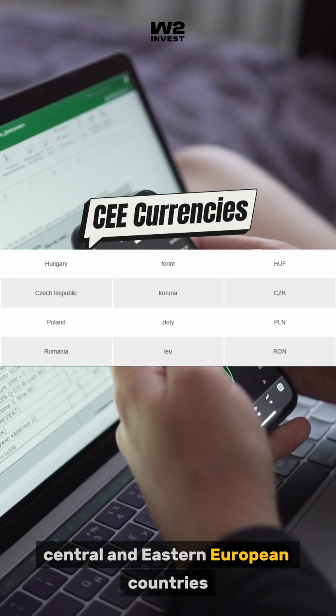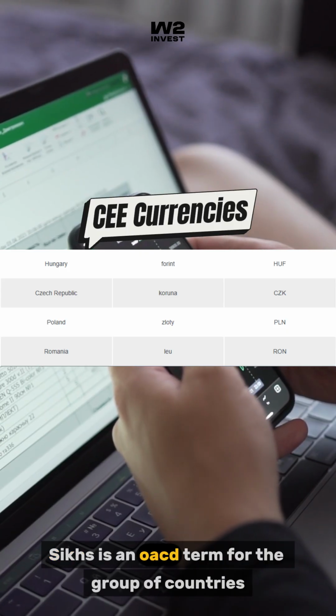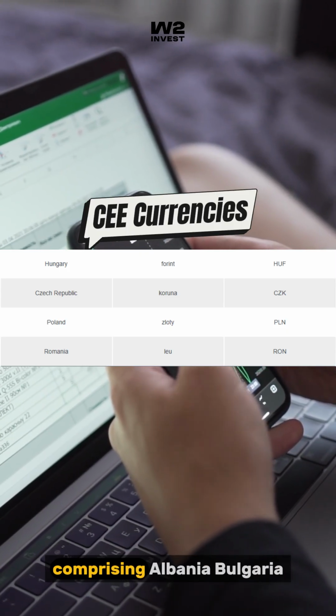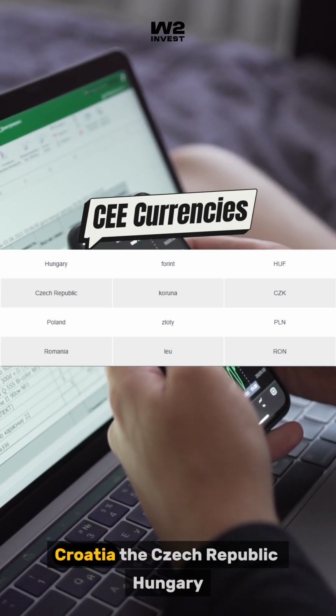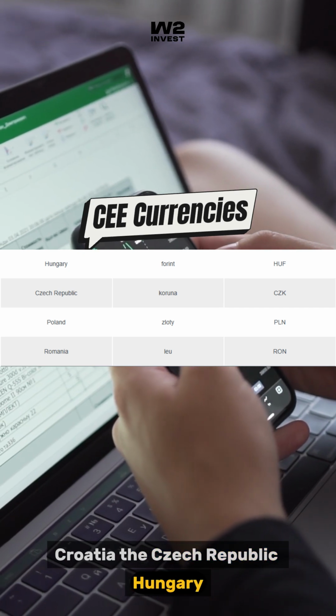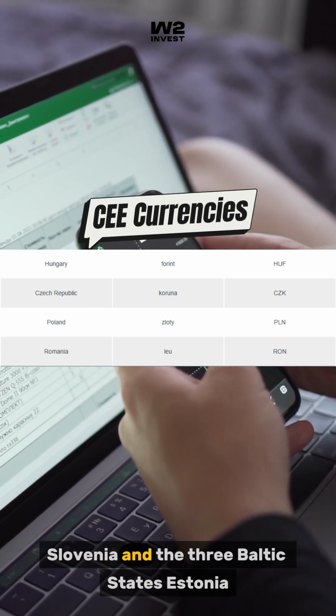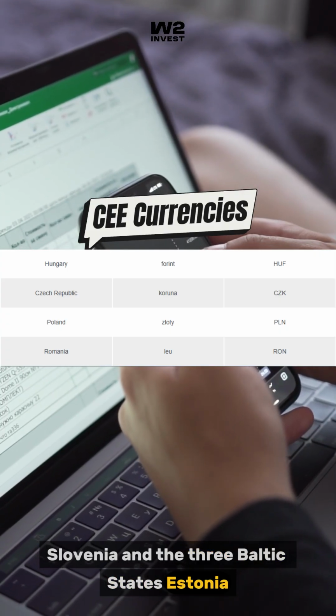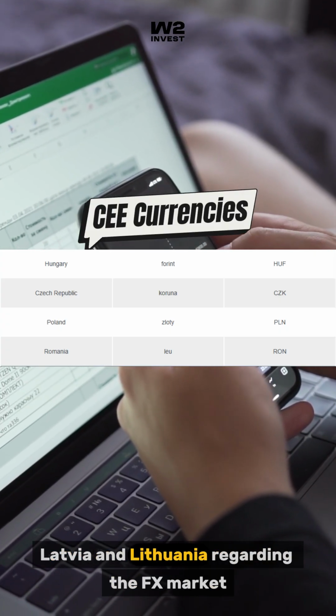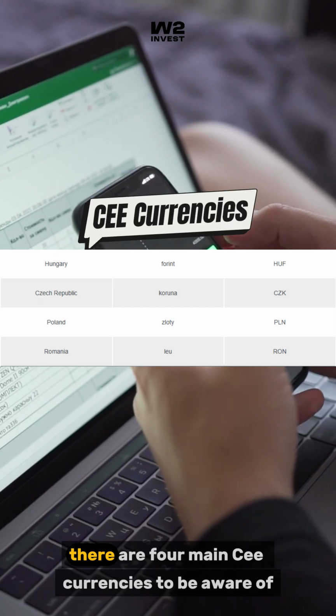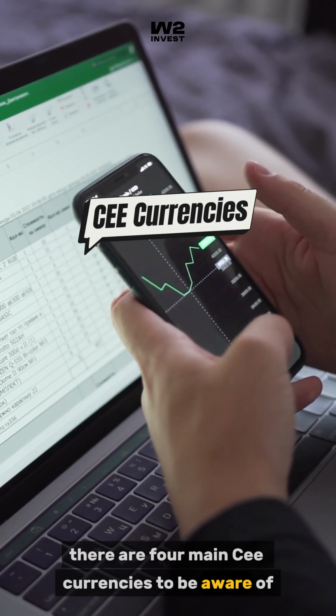Central and Eastern European countries, CEECs, is an OECD term for the group of countries comprising Albania, Bulgaria, Croatia, the Czech Republic, Hungary, Poland, Romania, the Slovak Republic, Slovenia, and the three Baltic states, Estonia, Latvia, and Lithuania. Regarding the FX market, there are four main CE currencies to be aware of.